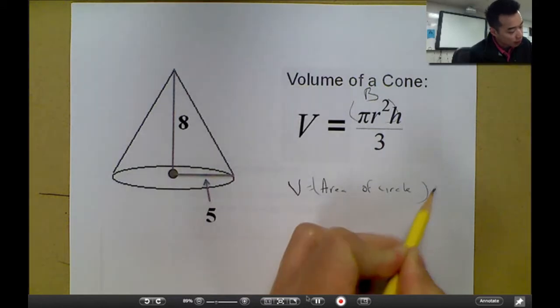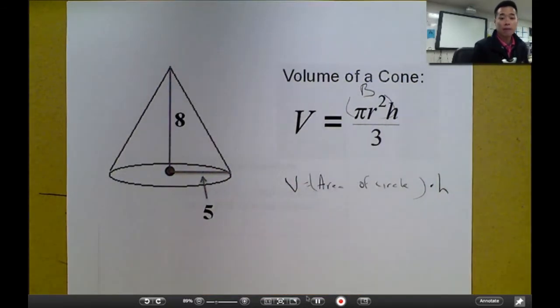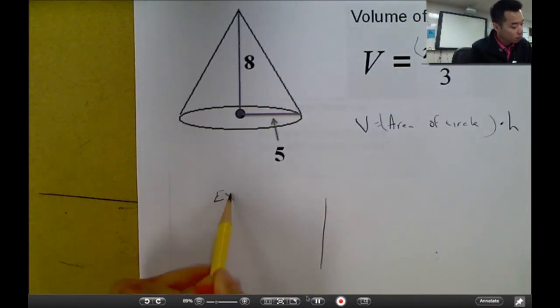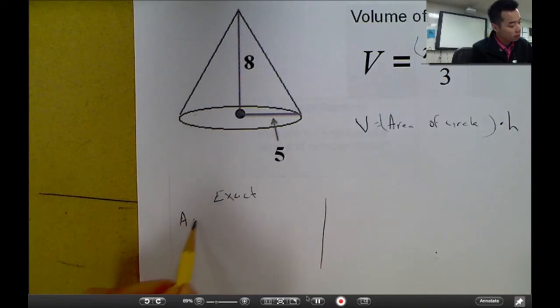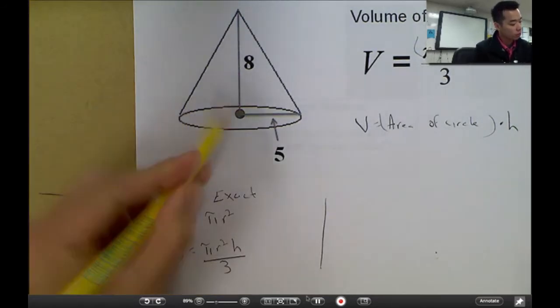and then multiply by how tall it is. So the area of a circle, we also will have two answers, the exact and the approximate, because we're dealing with pi. So let's do the exact first. We have area is equal to pi r squared. And then to get the volume, we need to do pi r squared h divided by 3. So let's find the area of the circle first.